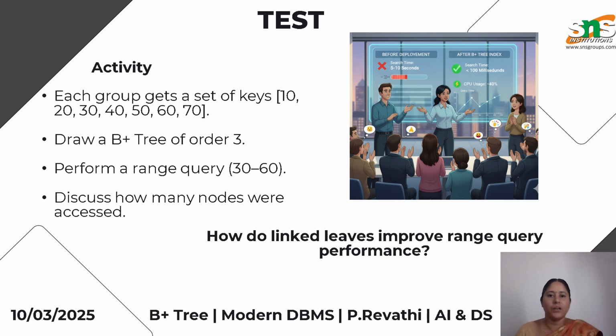Now let's do a quick group activity. Each group receives a set of keys: 20, 30, 40, 50, 60 and 70. Your task is to draw a B plus tree of order 3, then perform a range query from 30 to 60. Discuss how many nodes were accessed and observe how linked leaves make range queries faster compared to unlinked structures.